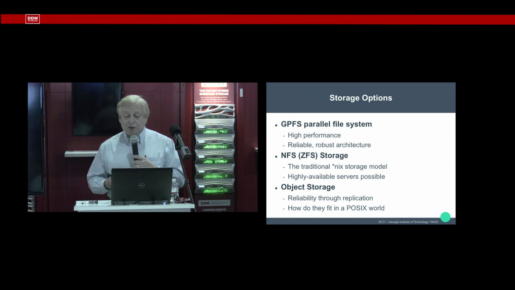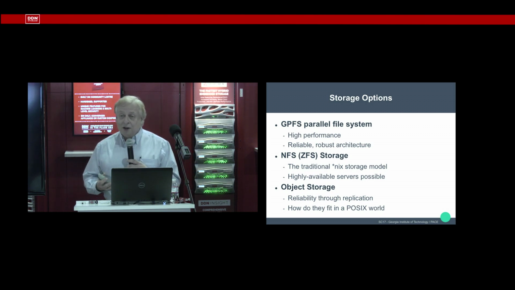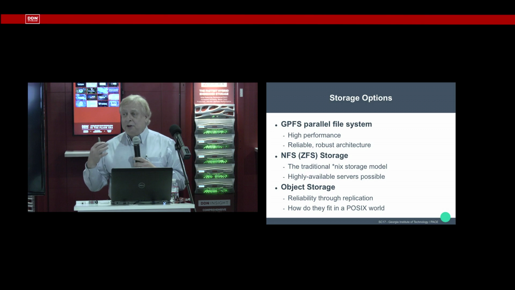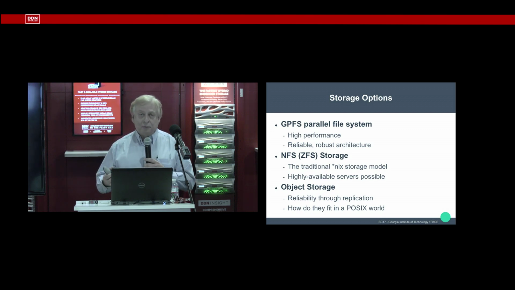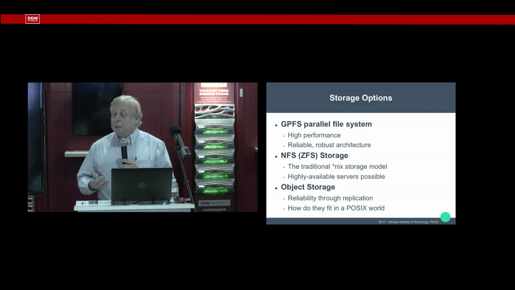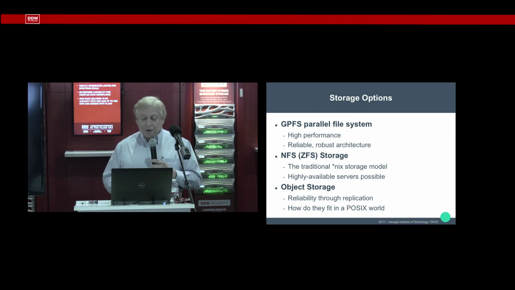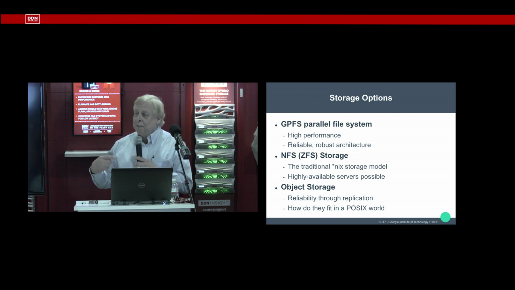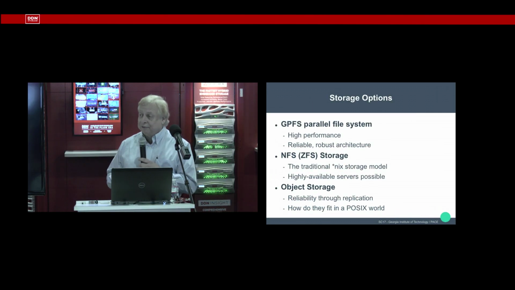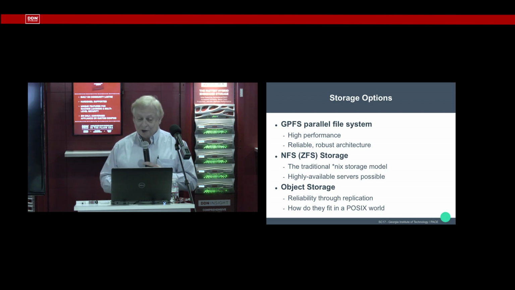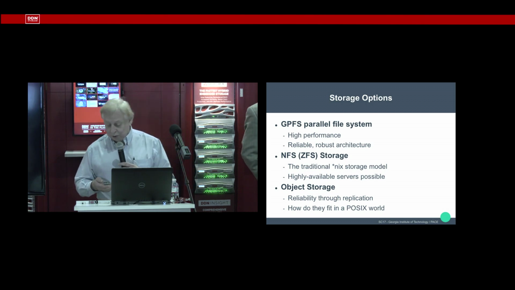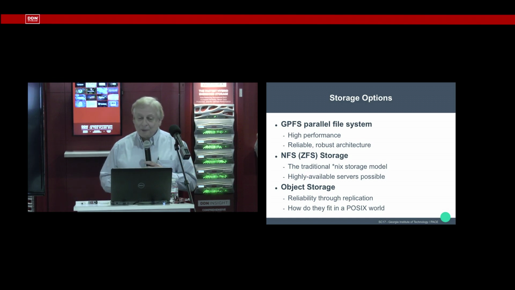We also have some object storage, with reliability through replication. Objects you generally consider to be something you put out there once and probably read multiple times, but you don't tend to change the objects quite as often. So you might ask the question, how do you do these first two, which are very much POSIX-centric file systems? The object storage is very much not POSIX-centric. So how does that fit into a POSIX world?